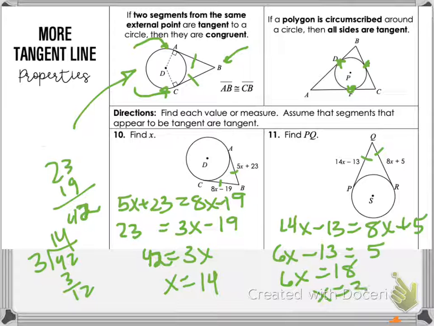Solve for x. However, it wants PQ. And PQ is 14x minus 13. So we plug 3 in for x. That's going to be 42 minus 13. So this PQ would be 27.